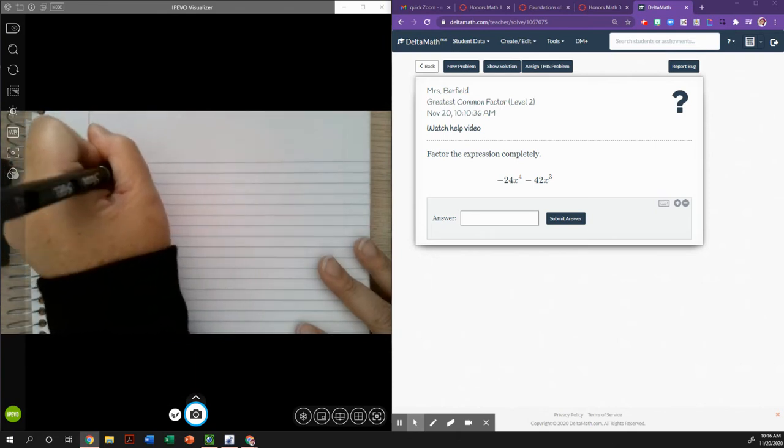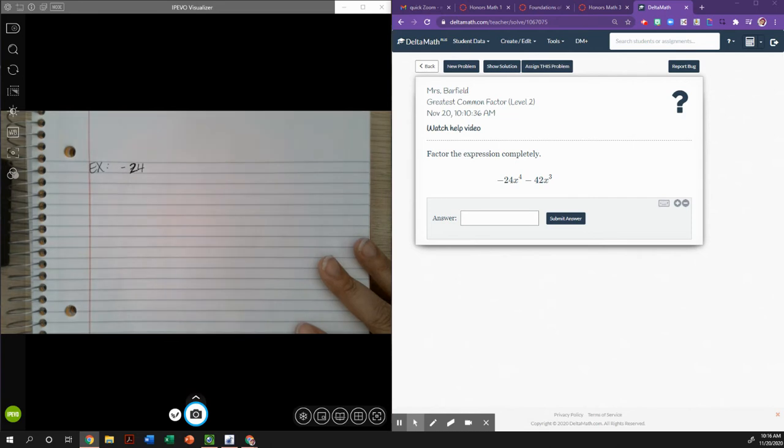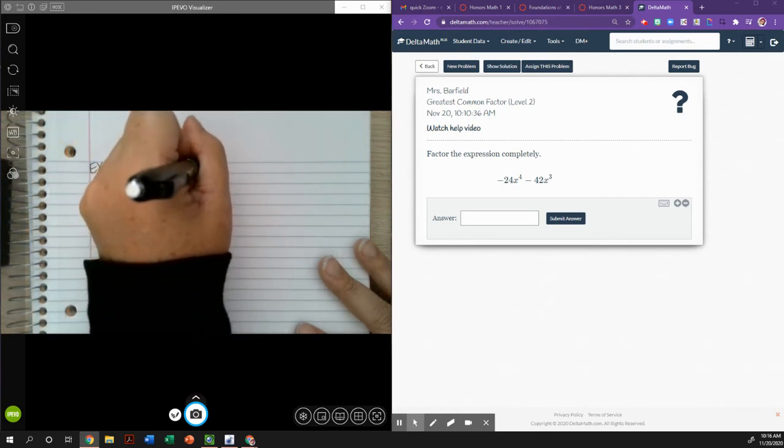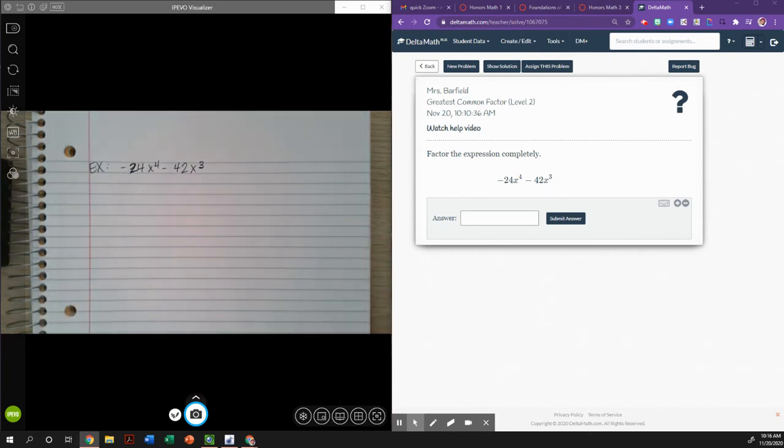All right, so I have negative 24x to the fourth minus 42x to the third. I messed up how I wrote that. Now normally I wouldn't start with this example in a classroom setting, but because we've got videos, we're trying to keep them short and sweet, we're going to just jump right in.